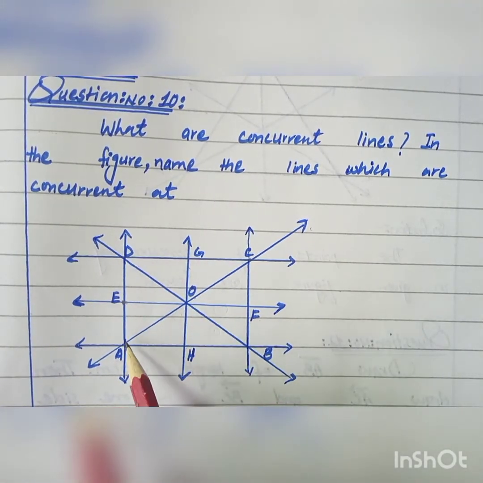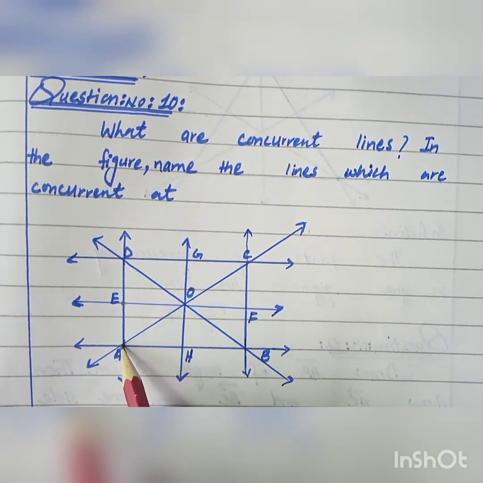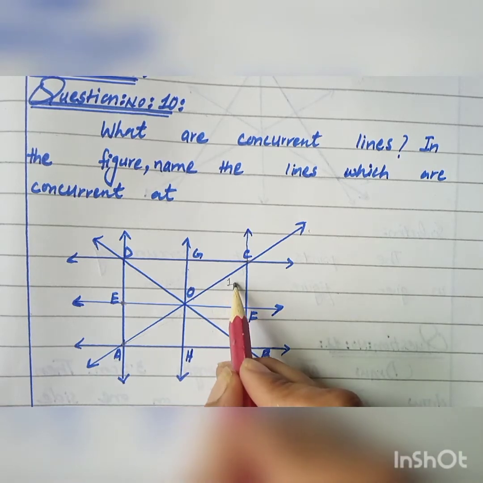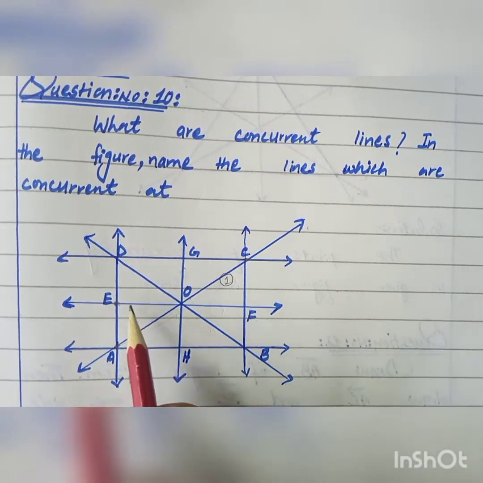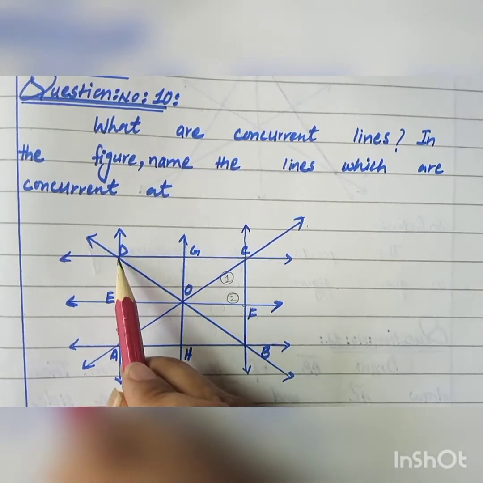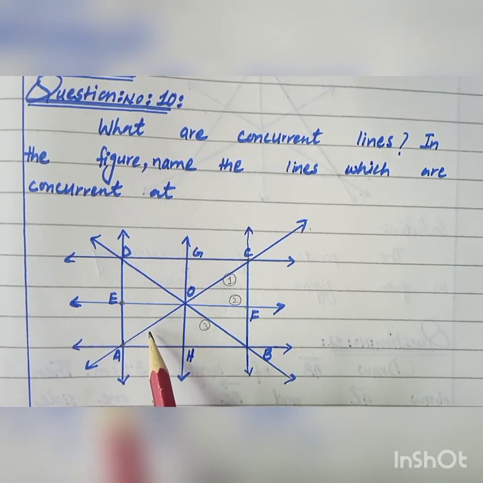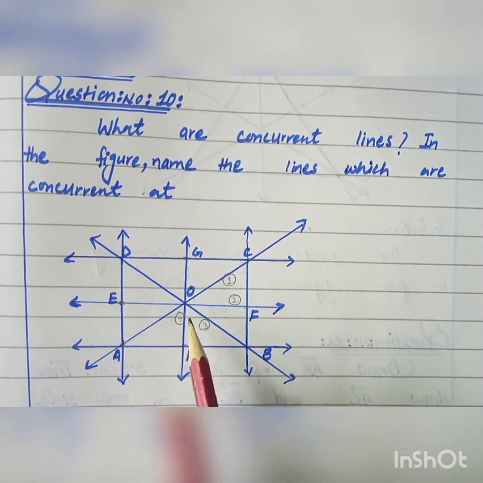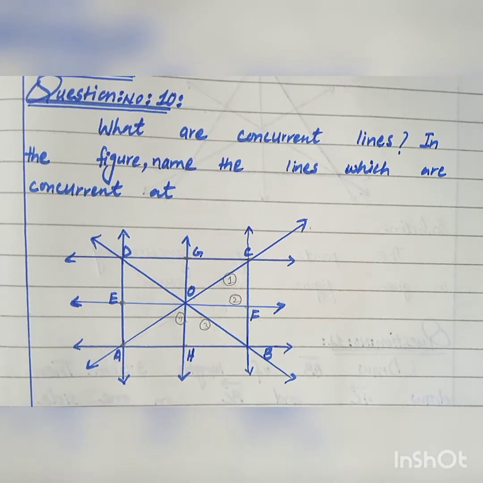The first one is, you can see here students, if we choose this line, the ending points are A and C, so the name of the line is AC. The next line is EF. The third line is DB. The fourth line is GH. The four lines are concurrent and meet at the point O.